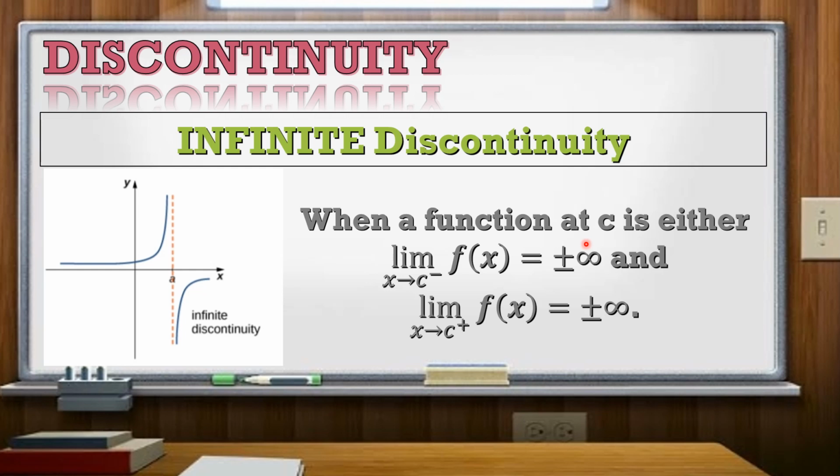Let's repeat. For the removable, it has a limit that exists. For the jump discontinuity, the limit does not exist because the limit from the right hand and the left hand are different. For the infinite discontinuity, the limit from your left hand and right hand is either positive or negative infinity. So with direct substitution, the answer for the limit of our function becomes undefined.